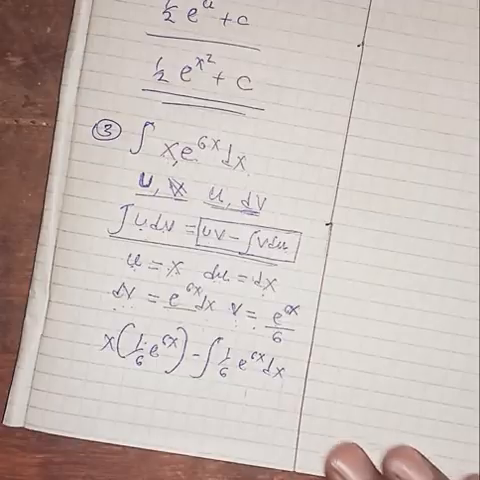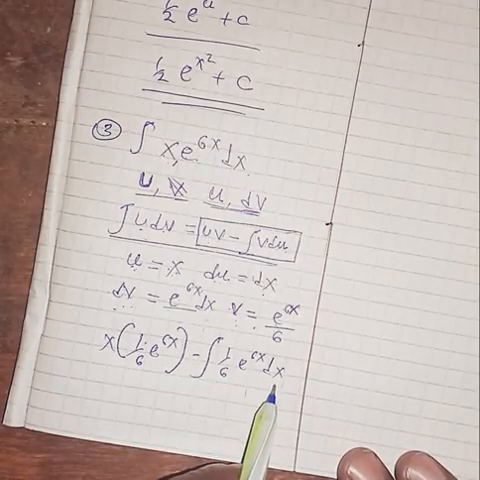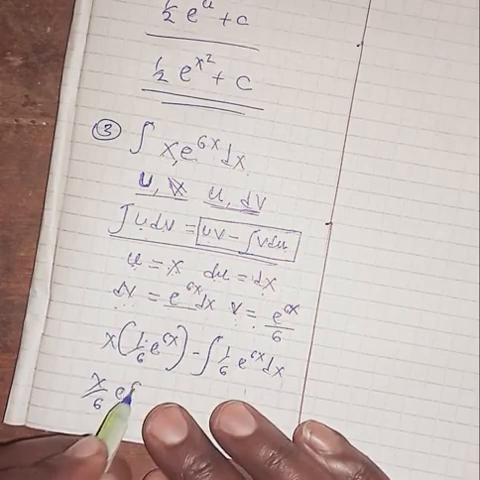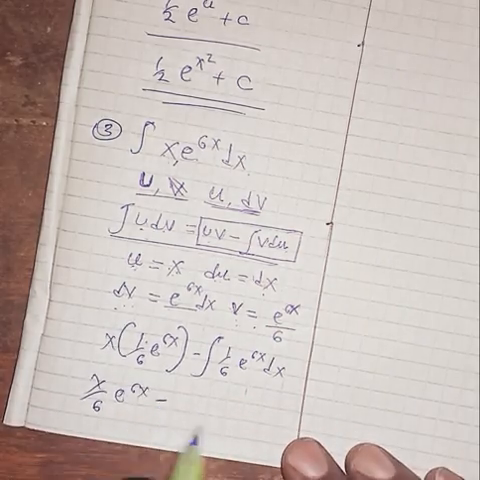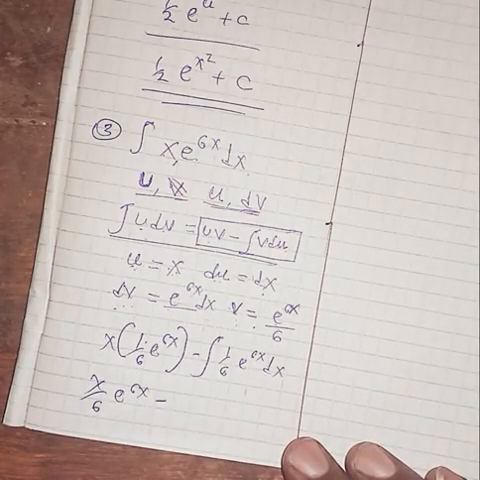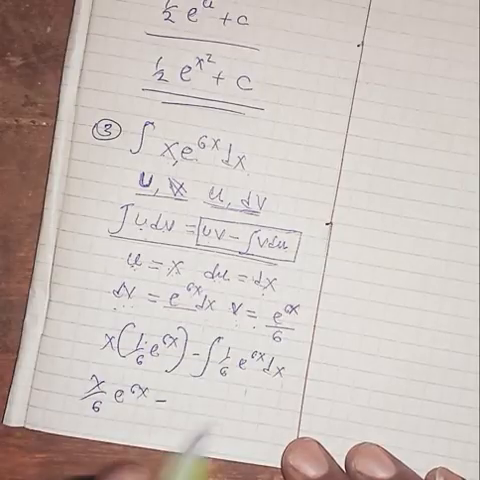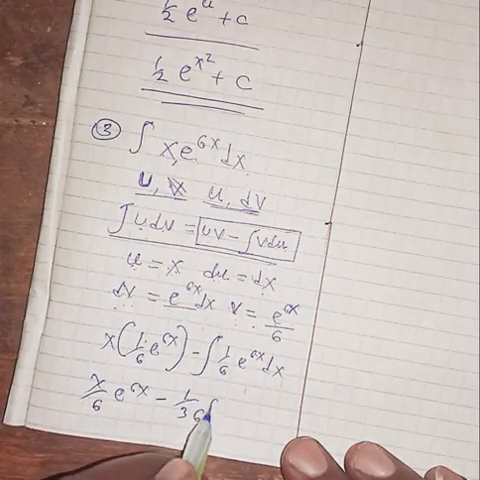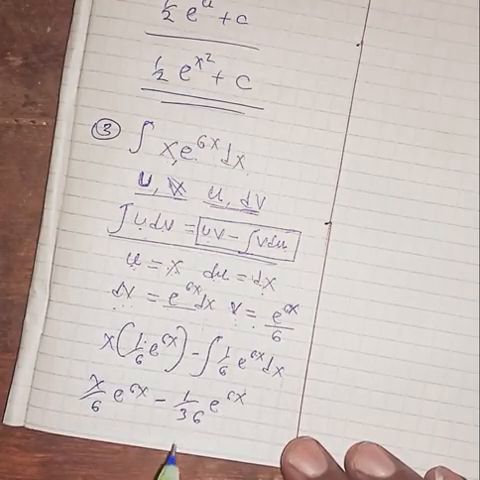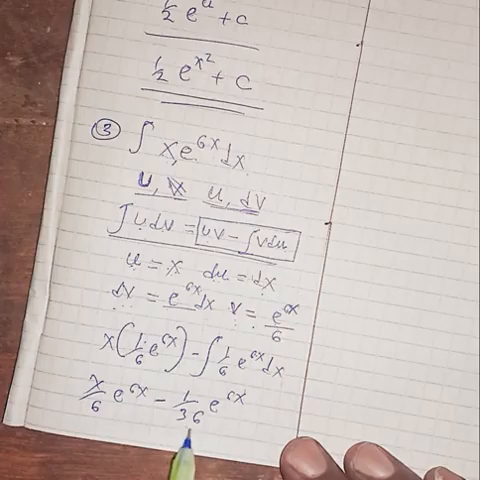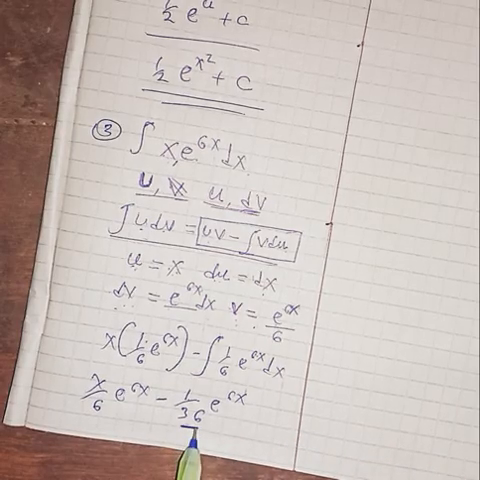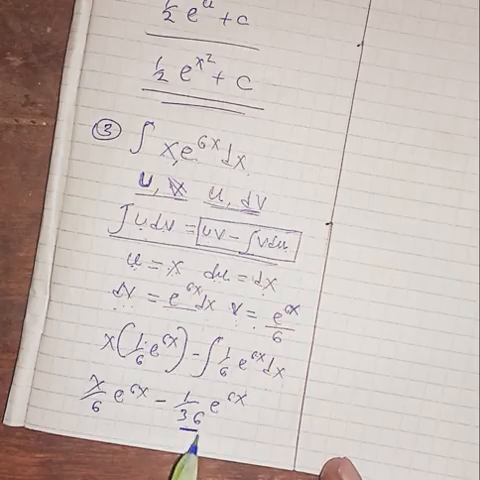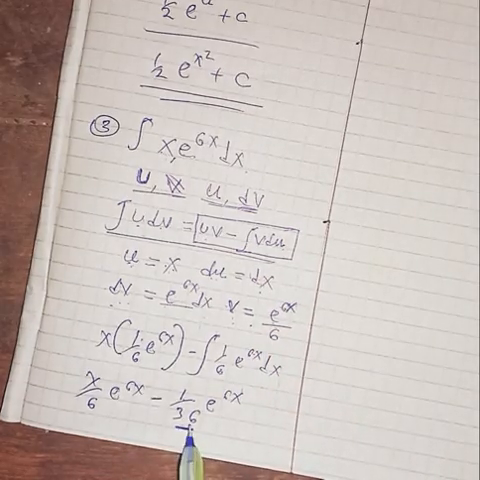Let us solve it. It will be x over 6 e raised to 6x minus, bring that 6 here. Is there anybody who is not getting why I am saying 1 over 36 e raised to 6x? Is there anybody who doesn't know where the 6 came from? If there is someone, let us go back to this video and see how I explained it.